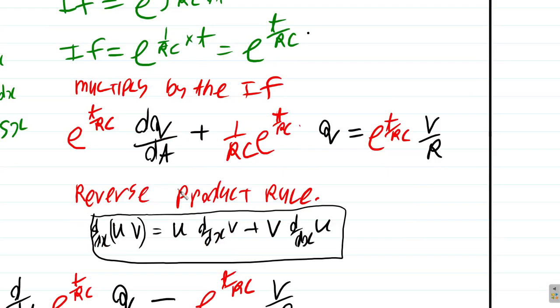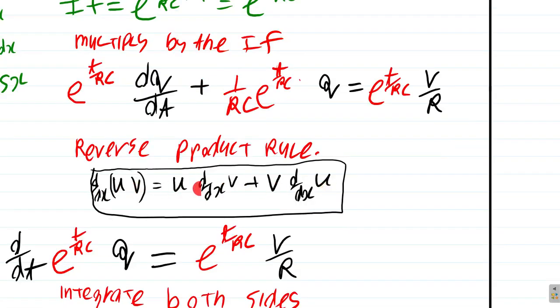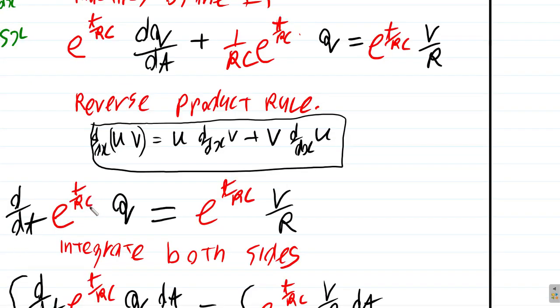Then we realize that what we have is a reverse product rule. This is a result of differentiating a product, the left hand side. We compared it with the general form of a product rule. We saw that one factor was q, that's what we differentiated here, and the other factor was e to the t over rc, that's what we held here and differentiated here. So it's the derivative of e to the t over rc times q, and that is equal to e to the t over rc times v over r.